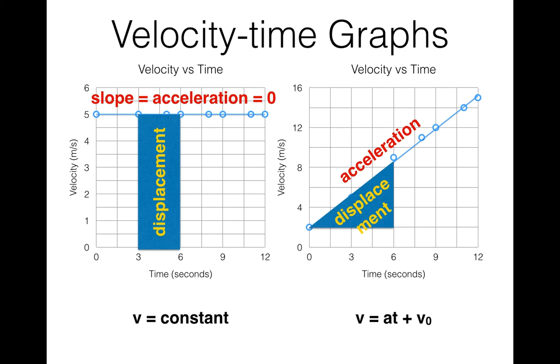In this case we'd have a changing velocity where velocity would equal acceleration times time plus initial velocity. Now again, pause the video and answer the 5 questions down below for this section.